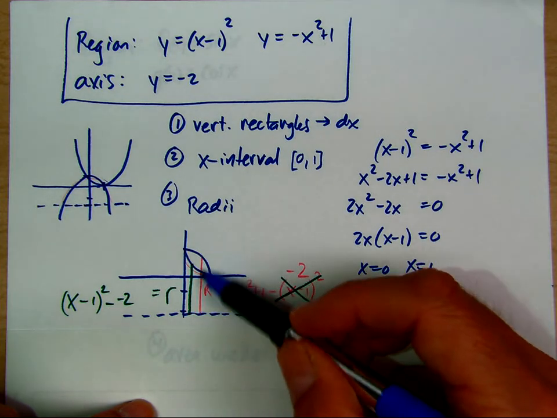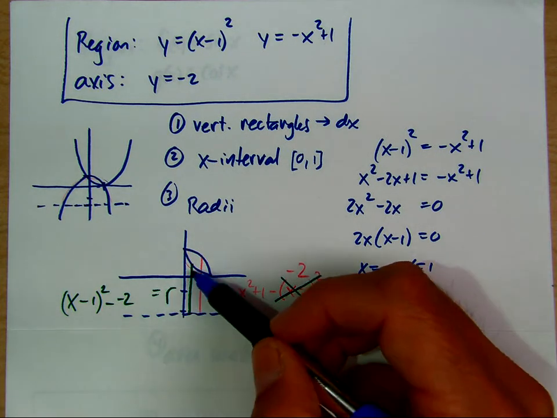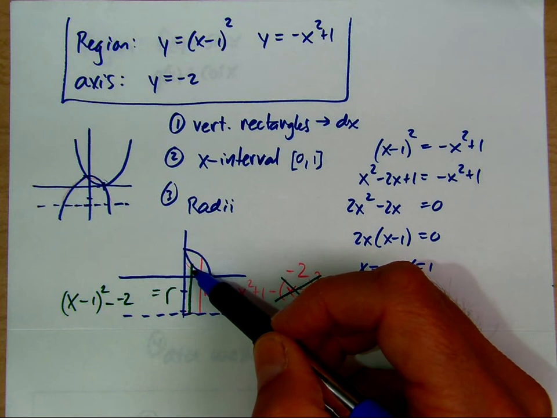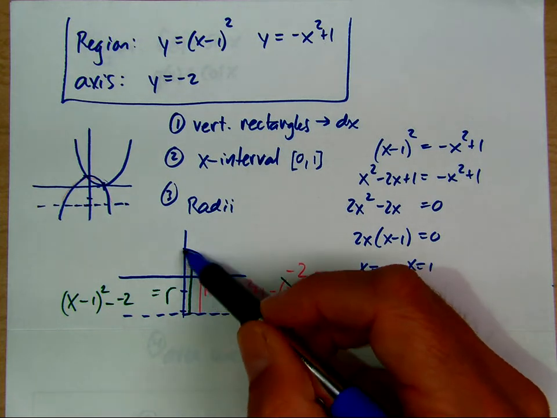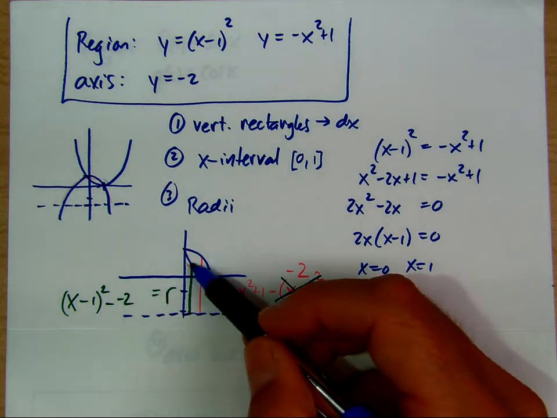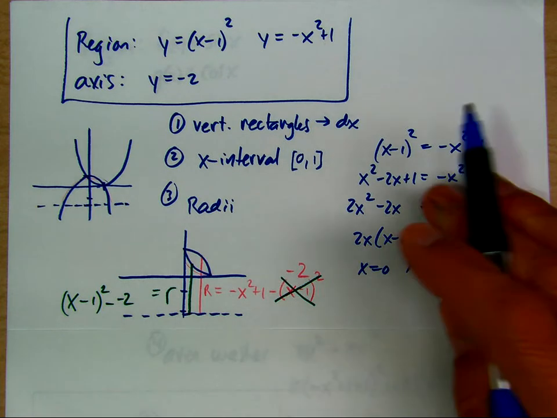So we go top minus bottom, -2, and this small radius is from the axis to the closest part of the region, so that's going to be top. The top of the green line is the other parabola. The bottom of the green line is -2, top minus bottom.